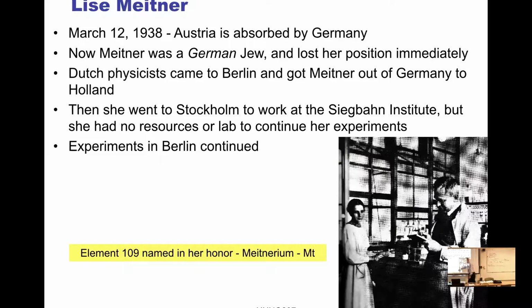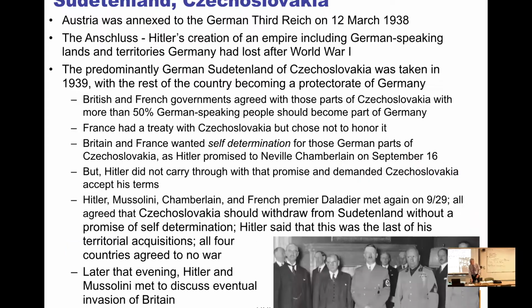By the way, element 109 is named in her honor, Meitnerium, Mt. So she's also a great nuclear physicist. And of course, about the same time, Hitler was being very aggressive. He annexed Austria. And he was intent next on making an empire to include what he says were German territories that he lost in World War I, Czechoslovakia.